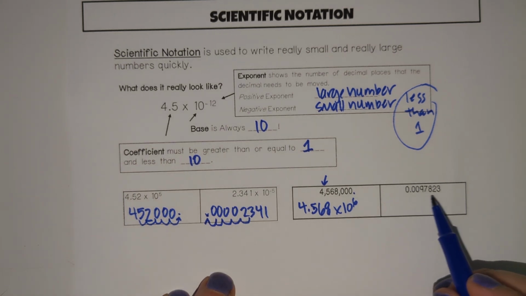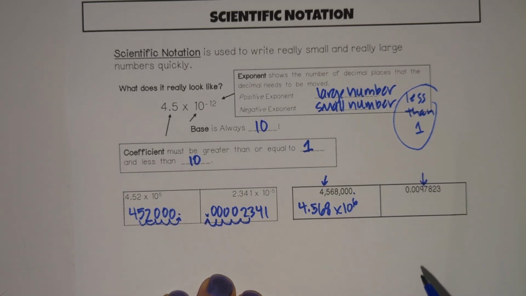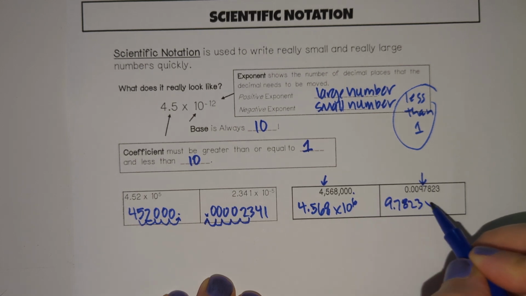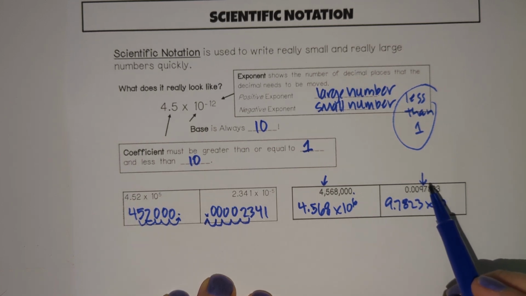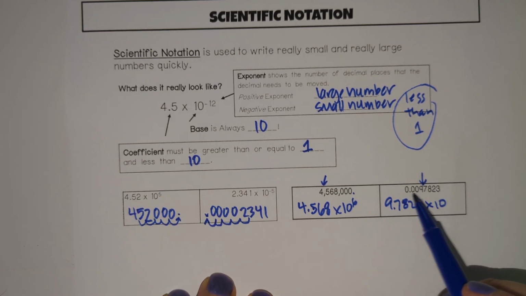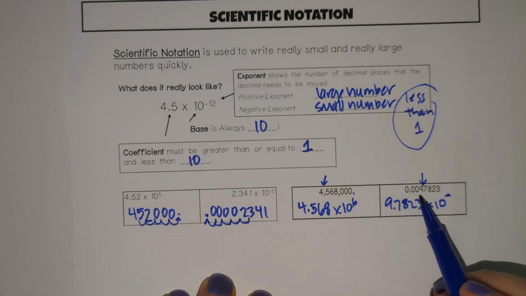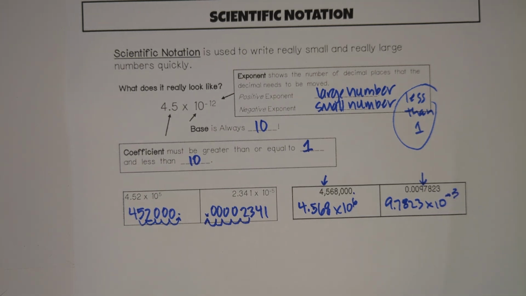And then this last one, again, I'm going to try to put the decimal so I have a number between 1 and 10. So I'm going to put it here between the 9 and the 7. So 9.7823 times 10 to the, and now since this number is small, I have a negative exponent. This is less than 1, so it's going to be negative something or other. 1, 2, 3. So a negative 3. That'll give me a number that's less than 1.